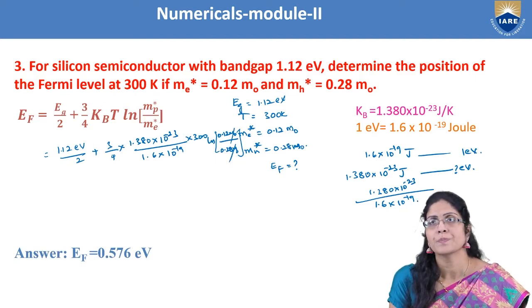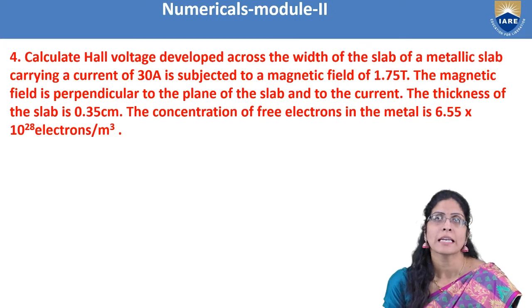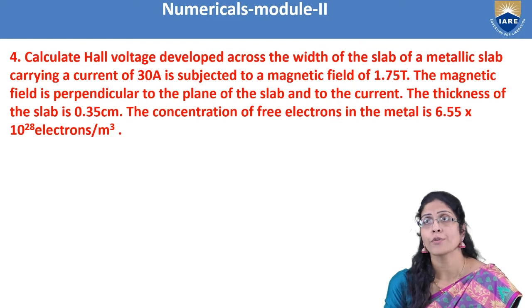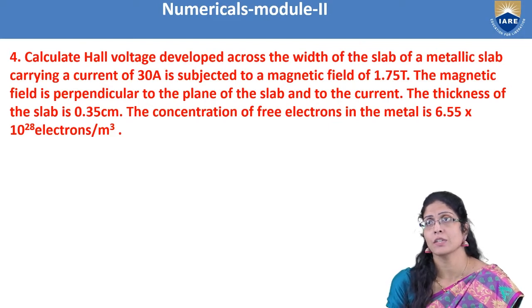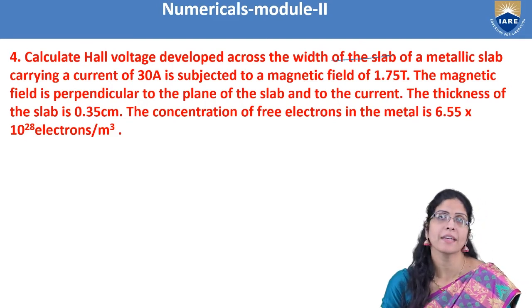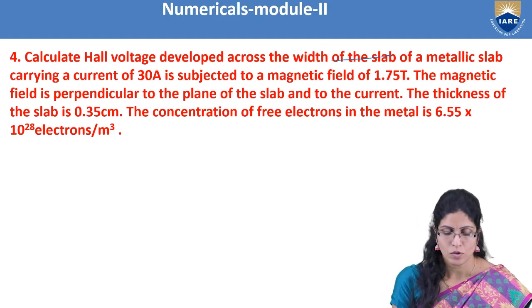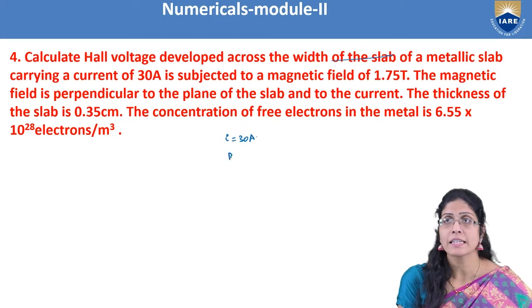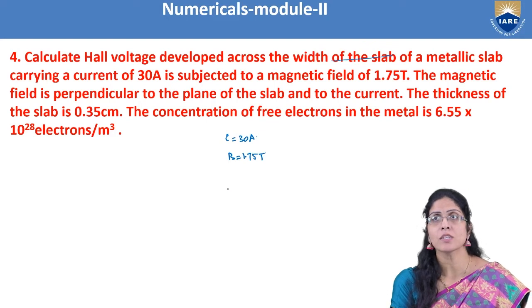Okay, so going to the next problem: calculate the Hall voltage developed across the width of a metallic slab carrying a current of 30 amperes. So I is given as 30 amperes and the magnetic field is given as 1.75 Tesla. And the magnetic field is perpendicular to the plane of the slab and to the current, which is the picture of the Hall effect principle.